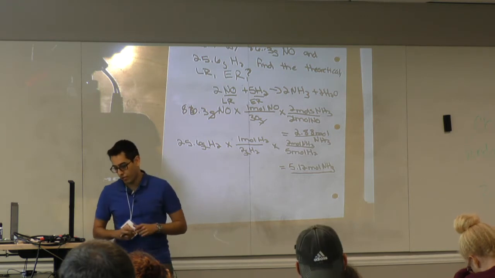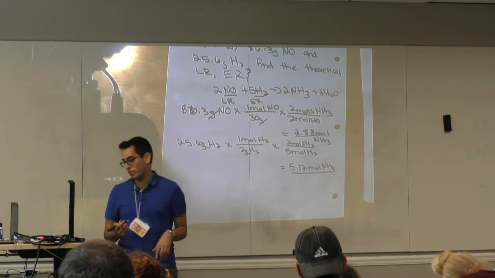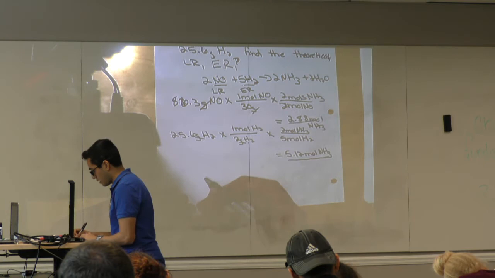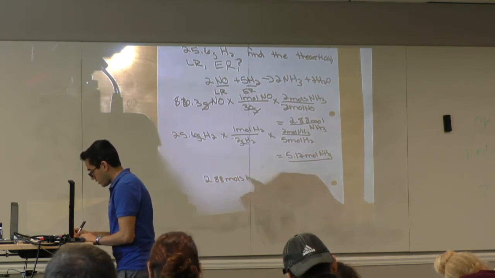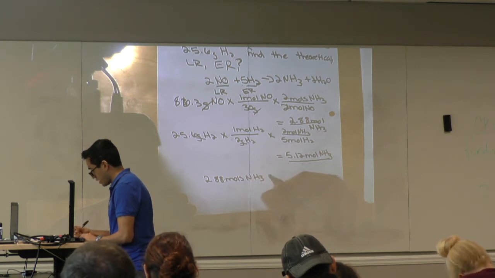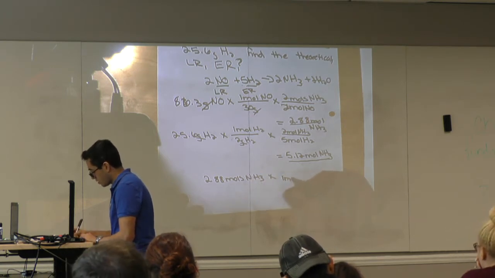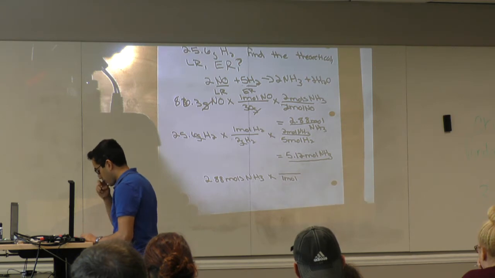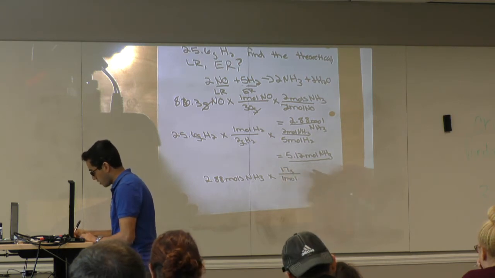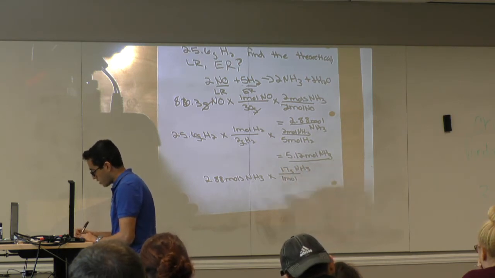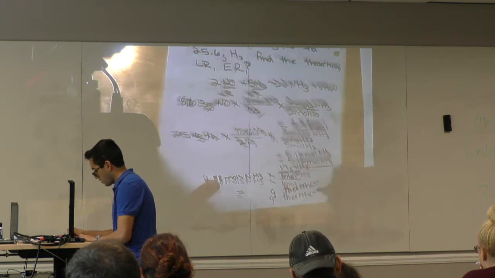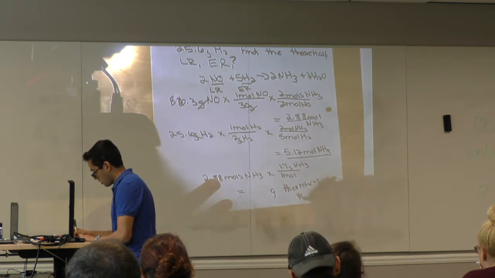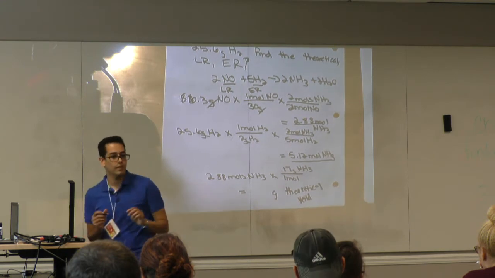And if it asks you for grams, you can just go back and convert that simply by taking the 2.88 moles of NH3, and then you multiply that, 1 mole over 17 grams. And that will give you the grams of the theoretical yield. Any questions about that?